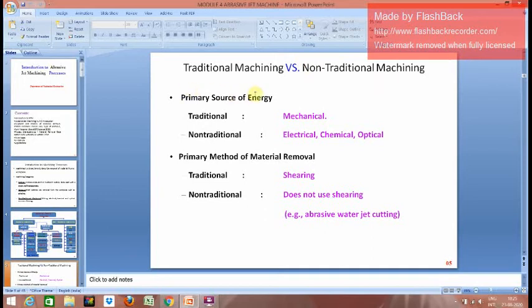What is the primary source of energy? You can differentiate these two machining processes on the basis of the primary source of energy. The traditional primary source of energy is mechanical. The non-traditional primary source of energy is electrical, chemical, optical. The primary method of material removal in traditional machining is shearing. Non-traditional machining doesn't use any shearing, for example, abrasive jet cutting.